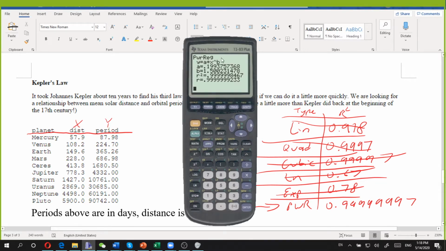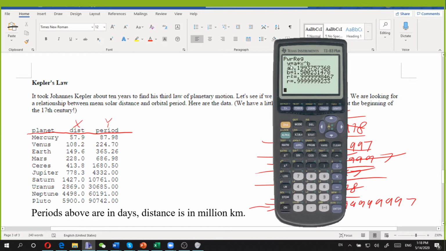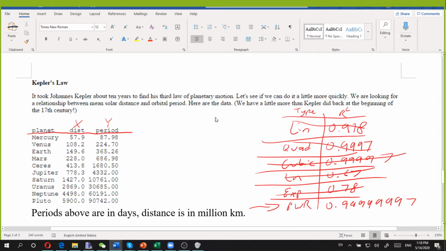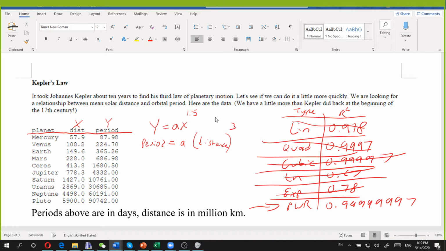Okay, and if I take a look at this, this says my y value is some constant a, I'm not going to worry about what that represents in real life just yet, times my input, which is my distance, raised to the 1.5 power. So my period, y, is equal to some constant a times x raised to the 1.5 power. That's my period, is equal to some constant a times our distance to the sun raised to the 3/2 power.